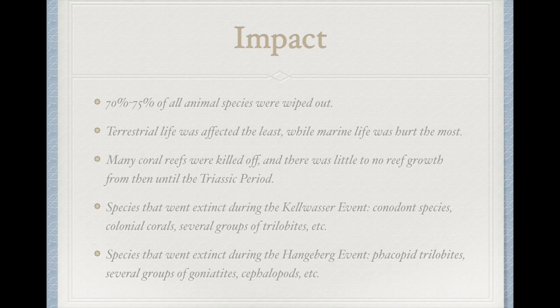In addition to the sea life, like the fish and whatnot, the coral reefs were killed off drastically. Not only were they killed off, but the organisms that build reefs, those were almost completely wiped out as well. This didn't allow any reef growth to happen on Earth for the next like 300 million years or so, up until the Triassic period.